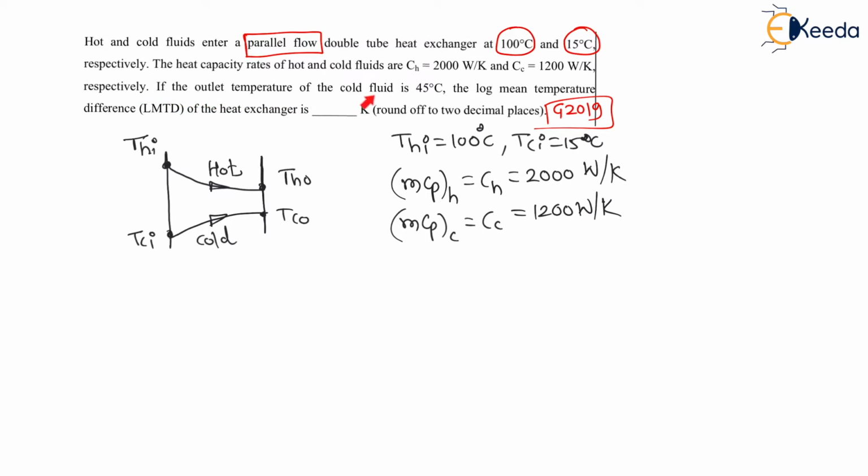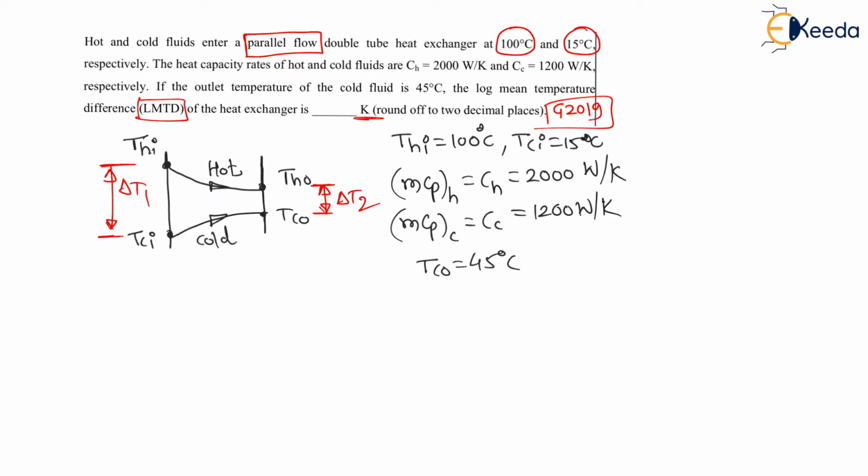If the outlet temperature of cold fluid is 45 degrees Celsius, now for this cold fluid, outlet temperature, that is Tco, is equal to 45 degrees Celsius, right? Then the log mean temperature difference LMTD of the heat exchanger in Kelvin is. Now we have to find log mean temperature difference in Kelvin, right? Now my dear students, this left side temperature difference Thi minus Tci is called delta T1, and the right side temperature difference in the temperature profile, that is Tho minus Tco, is called delta T2.